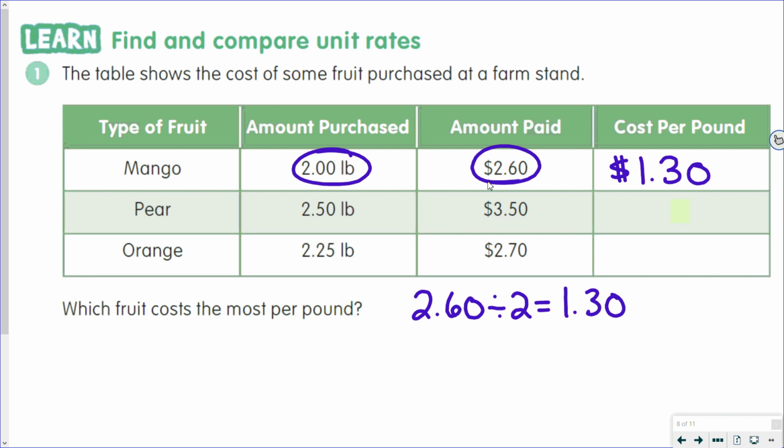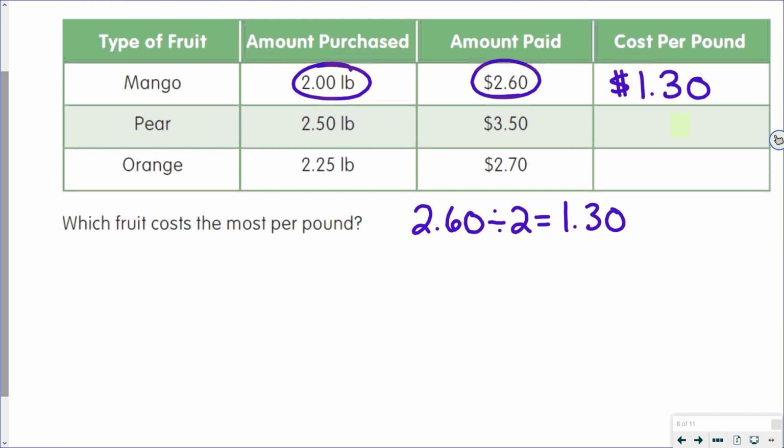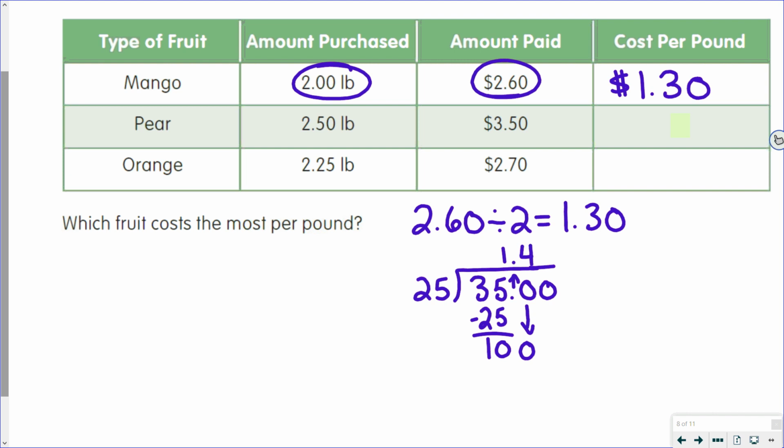For the pear, we are going to have to do a little bit more work for that. So I know on the outside I'm going to have 250, but I'm going to go ahead and move my decimal points. And we'll just put a couple of those in here. 25 goes into 35 once. I get 10. Bring the 100 down, or bring the 0 down. Make that 100. Bring the decimal point up. 25 goes into 100 4 times. And then bring that 0 up. So it's $1.40.